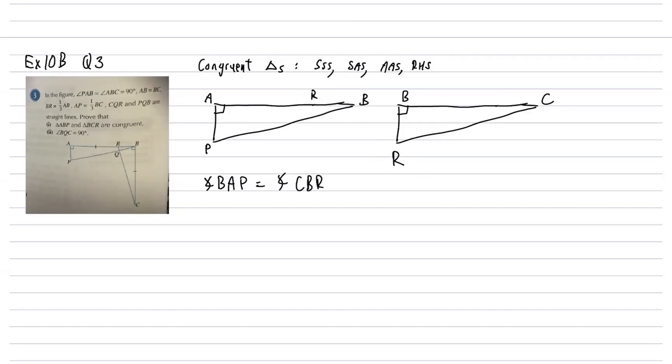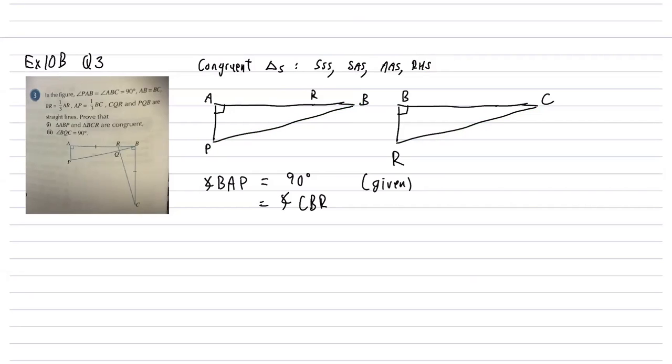And they are both equal. Maybe I can put it like this, equals 90 degrees, and I can say given. Okay, good. So they are both equal to 90 degrees. Good, it's done. Now we still need the hypotenuse and a side that's equal. So let's see, why are PB and RC the same?